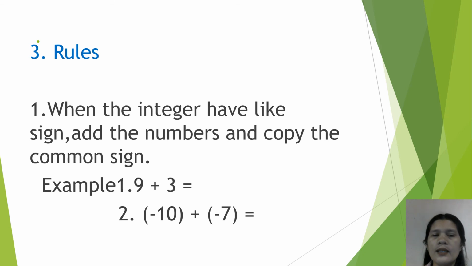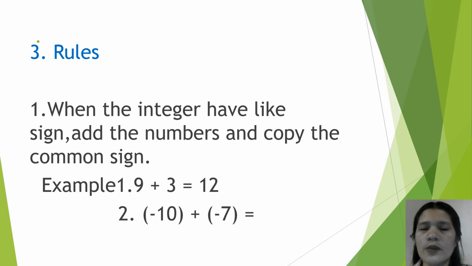So let's have an example. Number 1, 9 plus 3. So we have to add, and they are both positive, so they have like signs. So we just simply add 9 and 3, and then our answer is 12. So copy the common sign, which is positive. So 12 or positive 12.